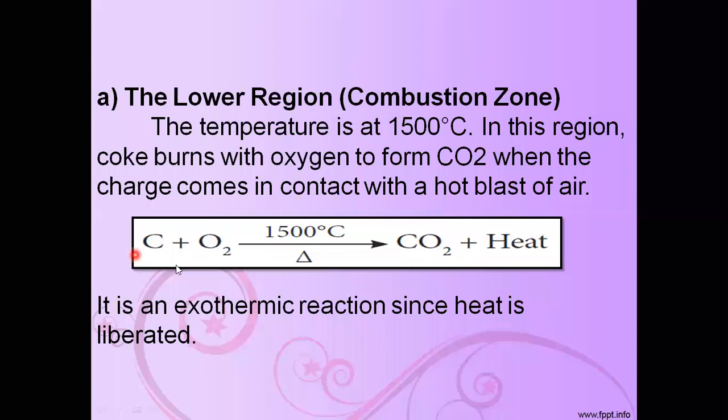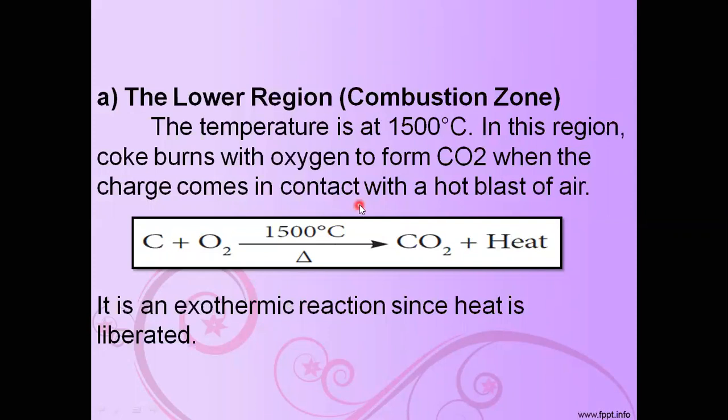So carbon plus oxygen at 1500 degrees Celsius gives carbon dioxide plus heat. So this process is an exothermic reaction because the heat is liberated.